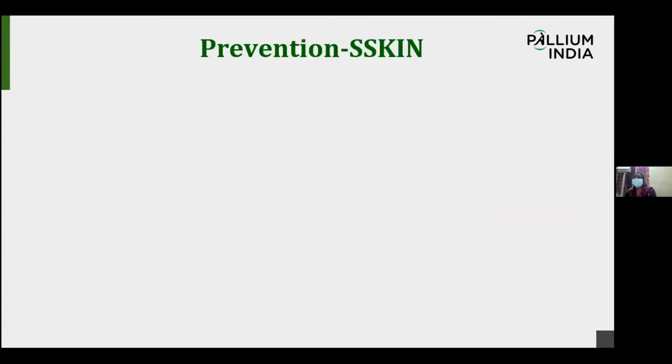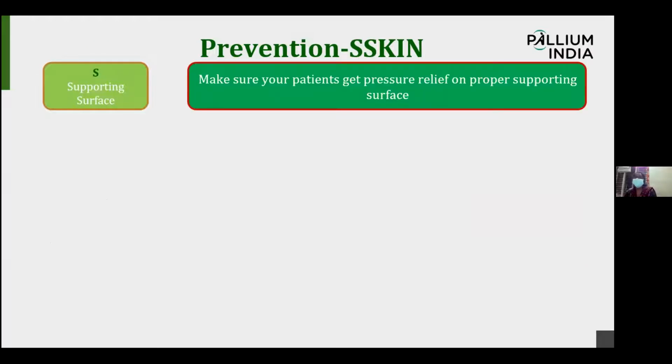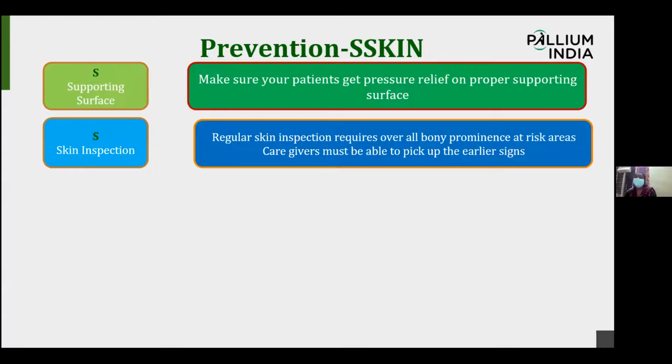So here is a small tip you can keep in your mind: double SKIN. Whenever you see a bedbound patient, you have to keep these in mind. The first S is supporting surface. You have to make sure your patient is getting relief on a proper surface. You can suggest an air mattress or water mattress, or at least a soft mattress. And the second S is skin inspection. Whenever we turn the position, you have to give special attention to the bony prominences.